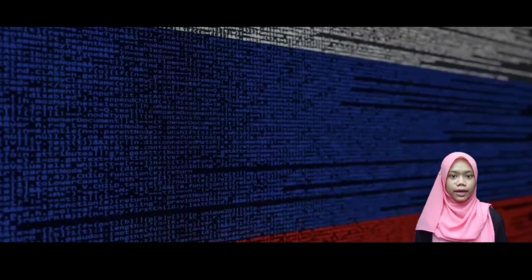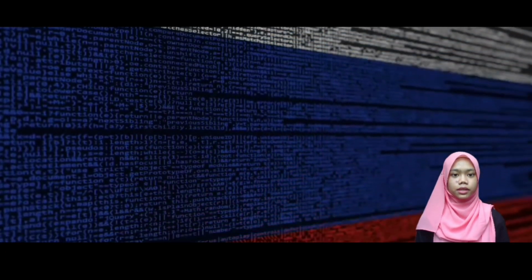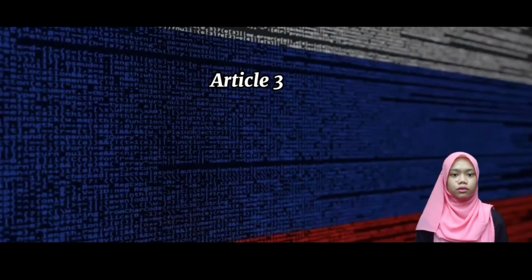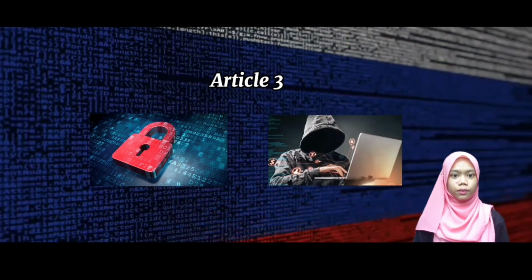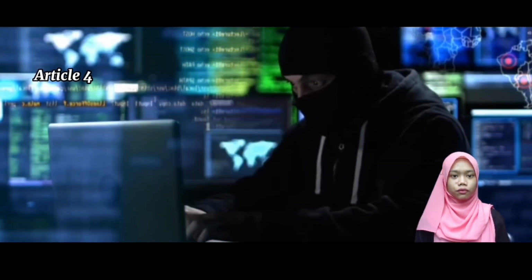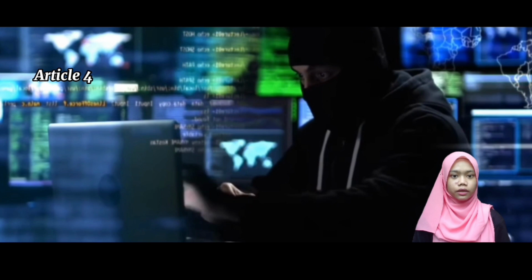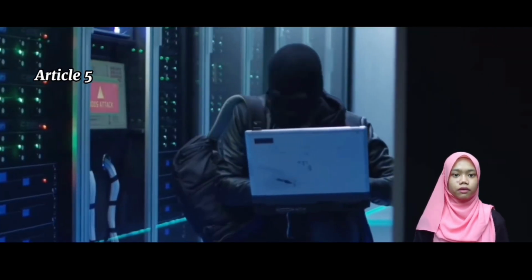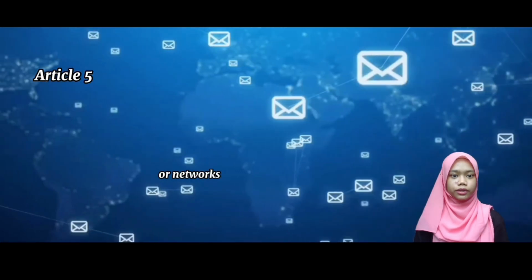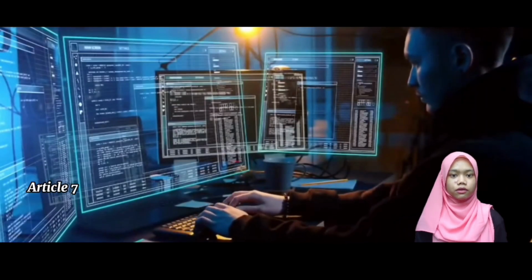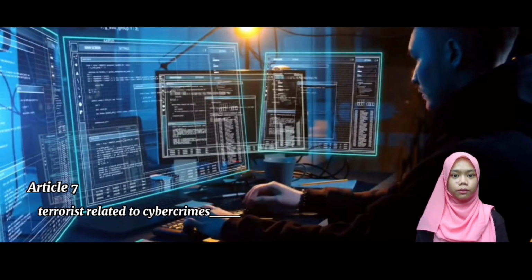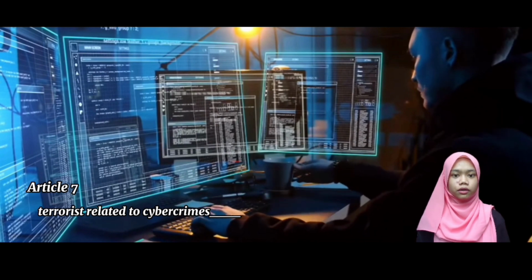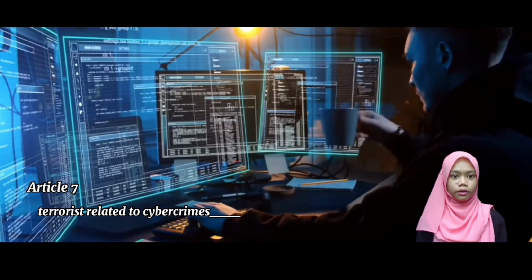Focusing on the acts related to cybercrime, Article 3 includes unlawful access and invasion of privacy. Meanwhile, Article 4 concerns the use of the internet for fraudulent transactions. Article 5 concerns unlawful access to computers or networks. And lastly, Article 7 concerns terrorism-related cybercrimes and jeopardizing the security of the country or its national economy.